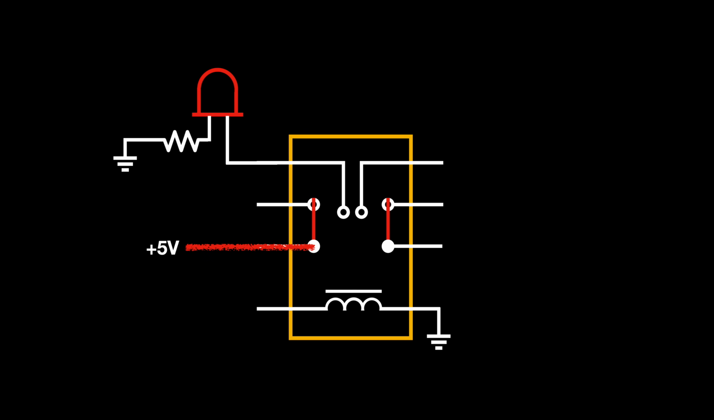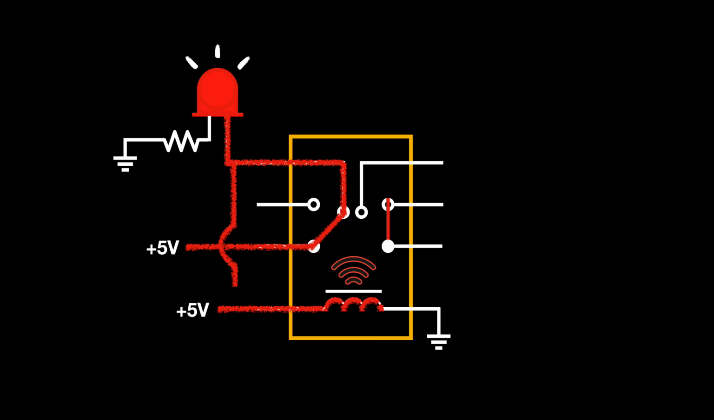If we add a 5-volt source to the common pin, then the LED will be lit each time the relay coil is energized. To make this a latch, we can feed the normally open back to the coil, and then the circuit will latch or keep the coil energized even if the coil voltage is removed.